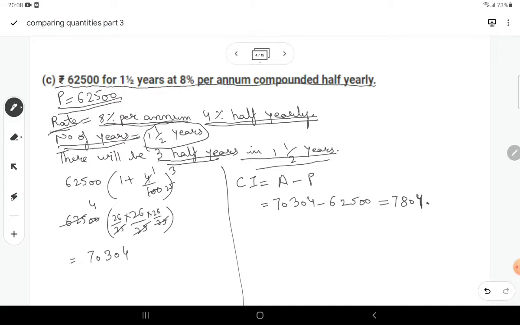Now putting the values, we get 62500 into (1 + 4/100) raised to power 3, which on solving gives the value as 70304. Now the formula for compound interest is amount minus principal. Putting values, we get 70304 minus 62500, which is 7804.